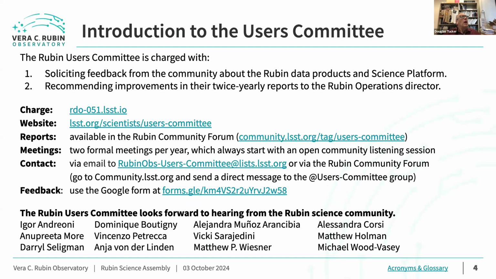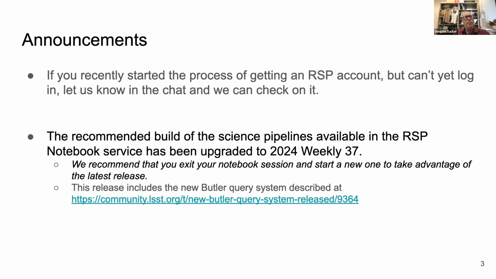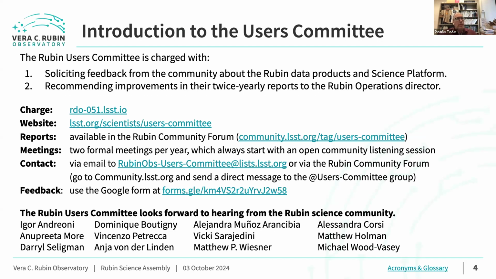Okay, another announcement before we go on to the actual meat of the meeting. We would like to remind people you are Rubin users, and there is a committee that advocates for you. This is the Rubin Users Committee, and it is charged with soliciting feedback from the community about Rubin data products and the science platform, and also recommending improvements in their twice yearly reports to the Rubin Operations Director.